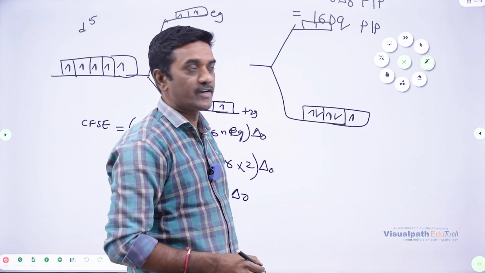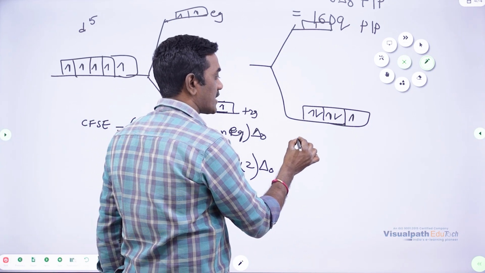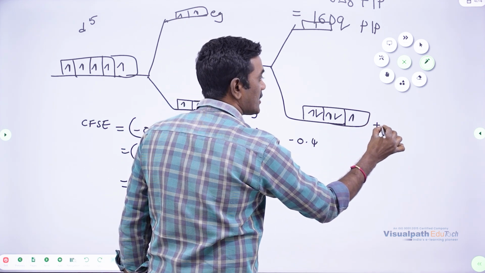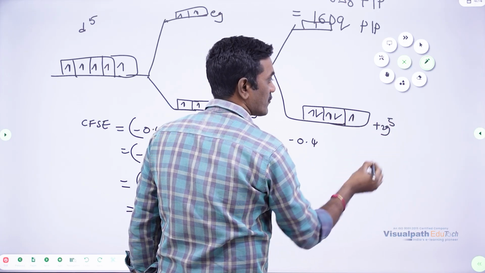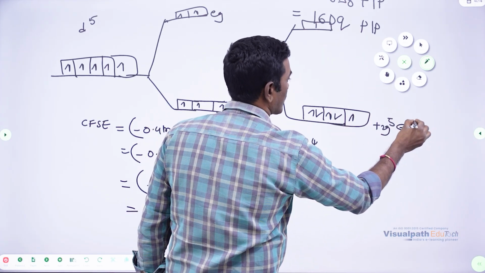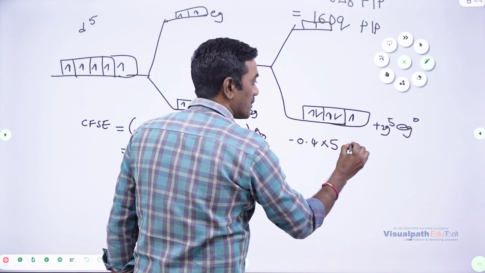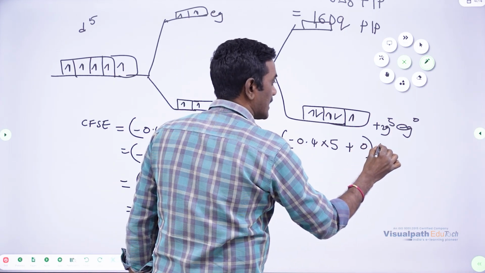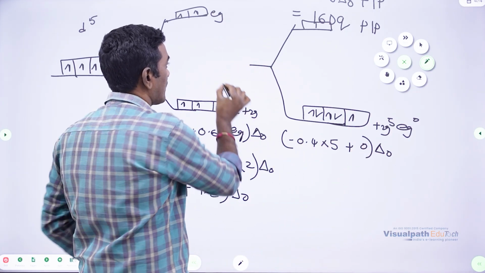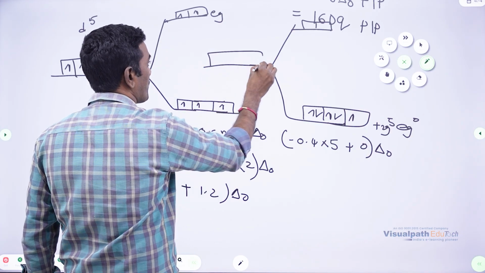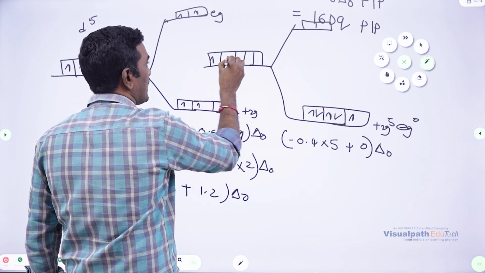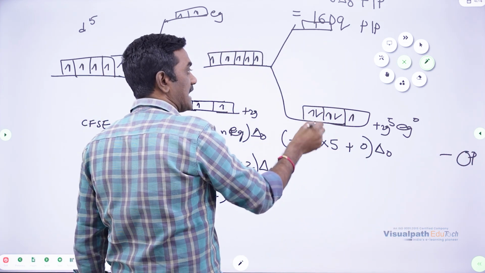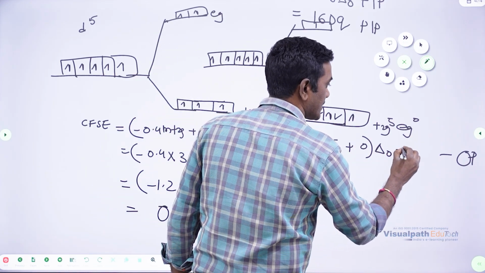Whereas for this one, that is for the strong field complex, minus 0.4. t2g how many electrons? 1, 2, 3, 4, 5. t2g 5. eg how many electrons? 0 electrons. So into 5 plus 0 delta naught. How many pairs are there before? There are no pairs at the degenerate level, so it is going to be 0 pair. After ligand field, how many pairs? 2 pairs.